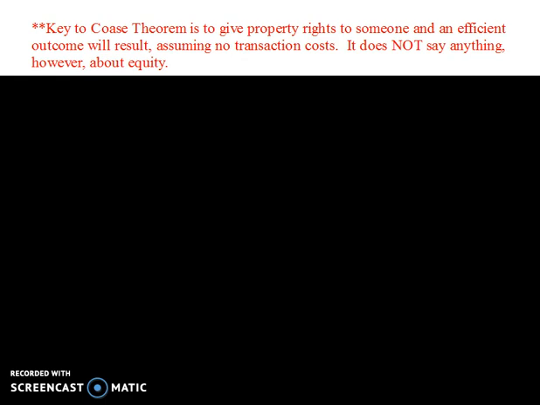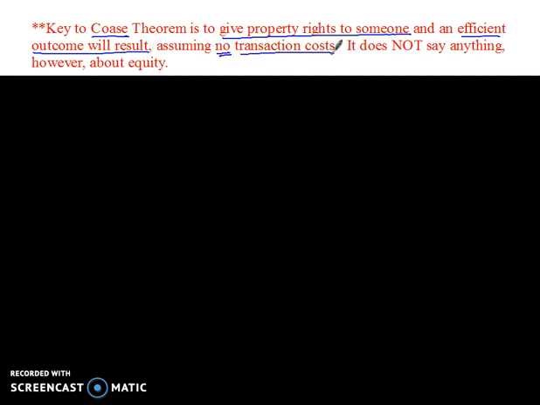On this podcast, I'm going to continue to talk about the Coase Theorem. We said on a previous podcast that the key to Coase's idea is that you could solve externality problems by giving private property rights to someone. It didn't matter who, just as long as you gave private property rights to somebody, then an efficient outcome would result, assuming that there were no transaction costs, which of course is not true.